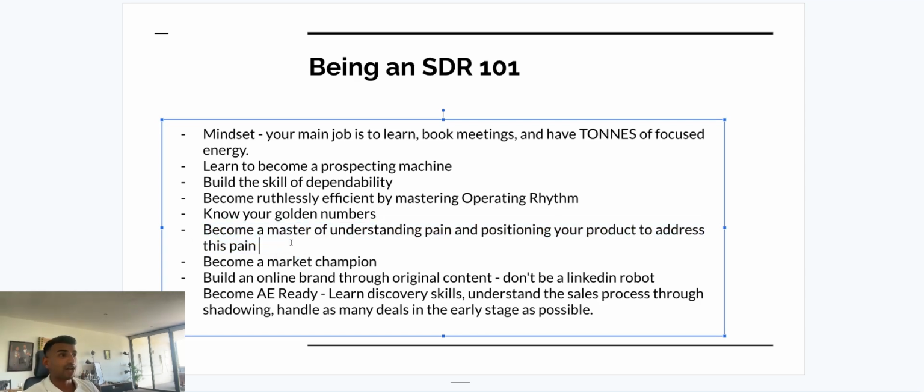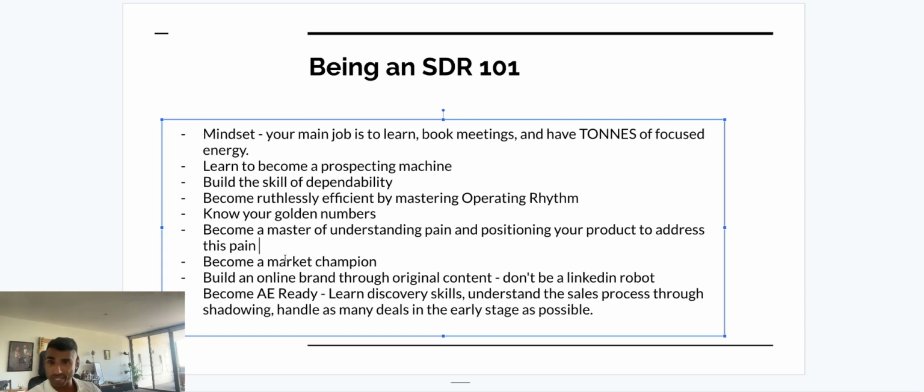Become a master of understanding pain and positioning your product to address this pain, okay? This is super critical. So what I mean by this is you need to have a very, very clear understanding of the pain points of your customers. A lot of people that step into SDR roles think that they need to get good at pitching product. That's not the case. You do need to be able to pitch. That is important. You do need to be able to do whiteboards. That is important. But you need to get really, really good at listening to people's pain points.